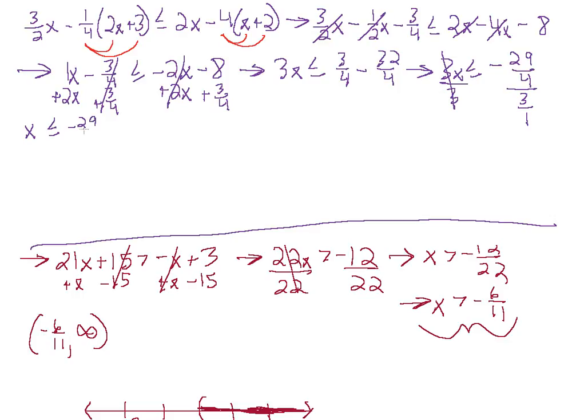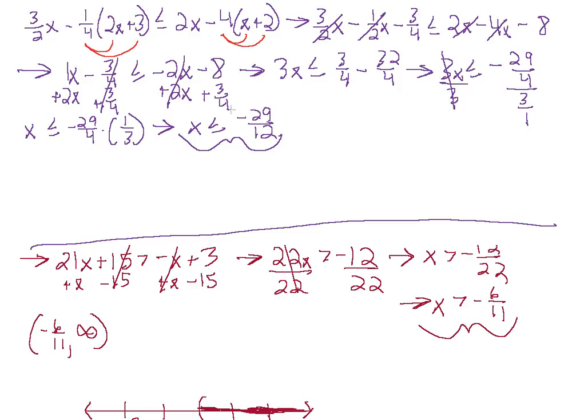When we're dividing by a fraction, we rewrite the top. We don't ask why, but we flip the second and multiply. So the reciprocal of 3 over 1 is 1 over 3. x is less than or equal to minus 29 times 1 is minus 29. 4 times 3 is 12. So again, we're dealing with some ugly fractions here. But this is our solution set, so let's go ahead and write our solution interval.